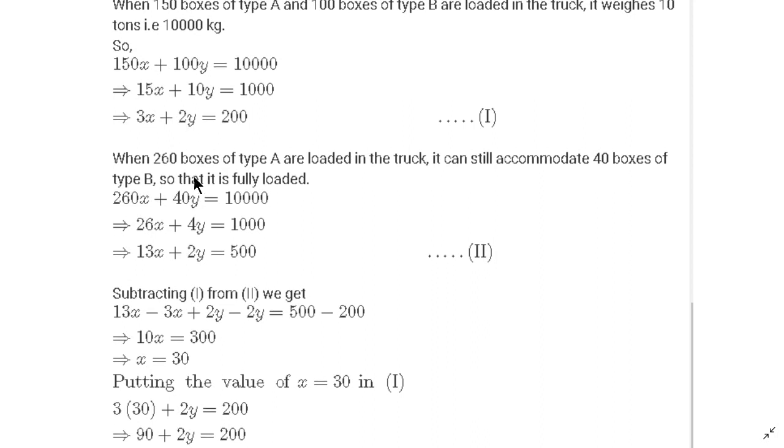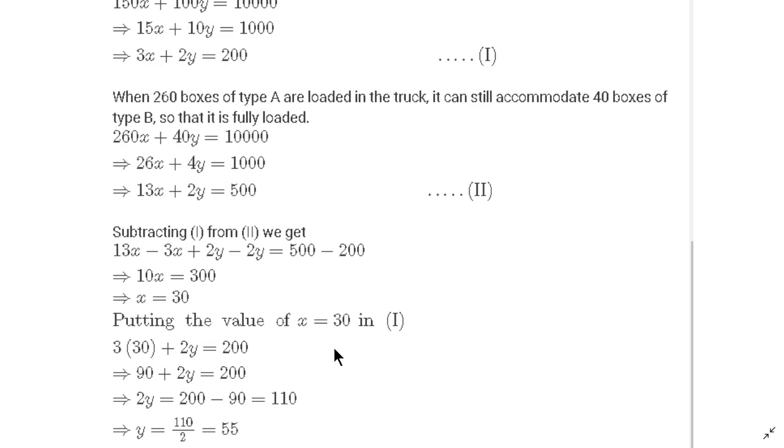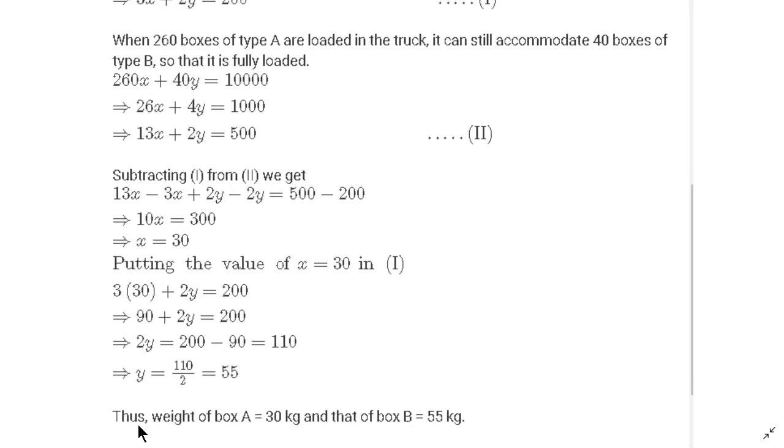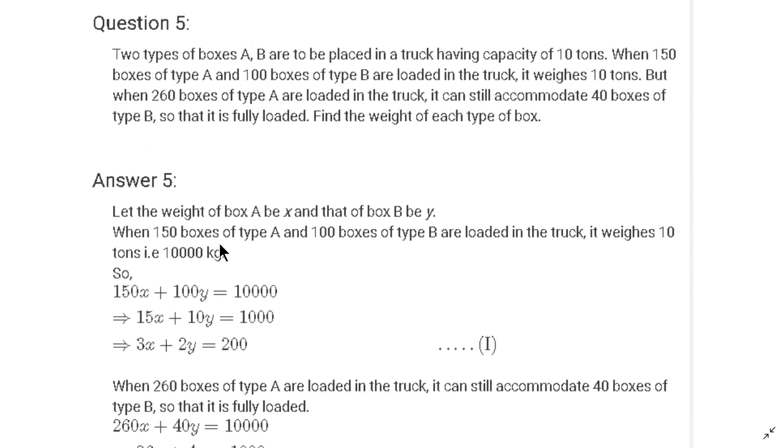Now we can see 2y and 2y, so we can simply subtract here. 13 minus 3 is 10. 500 minus 200 is equal to 300. x is equal to 30. Now put the x in any of the equations and find the value of y, 55. And this is the statement we should be writing. Thus, the weight of box A is equal to 30 kg and the weight of box B is 55 kg. Don't interchange it. What is x? You confirm it.